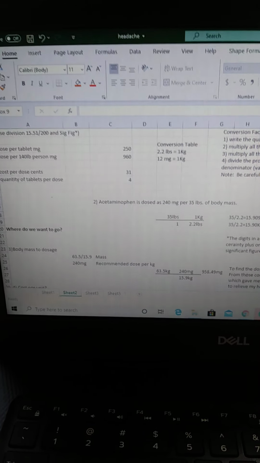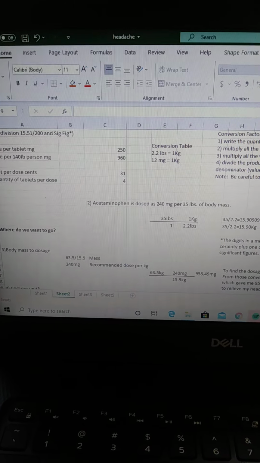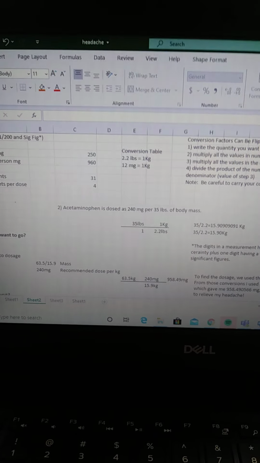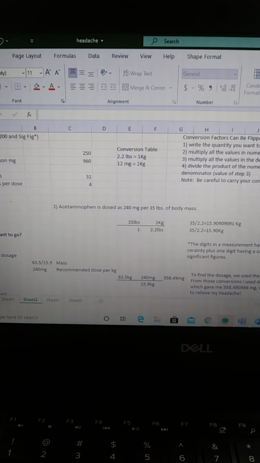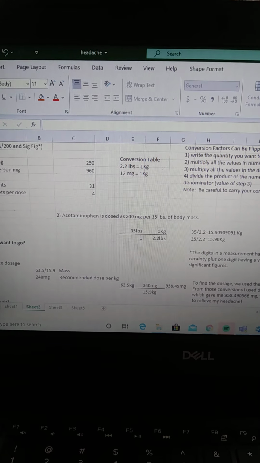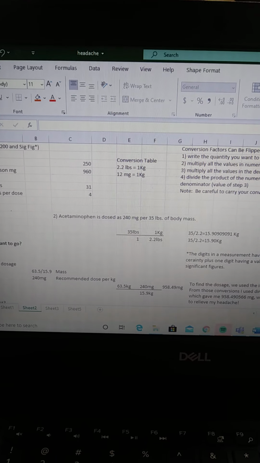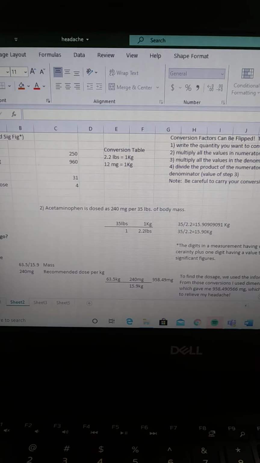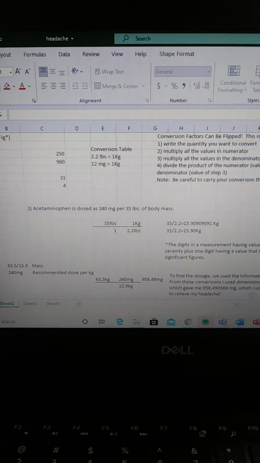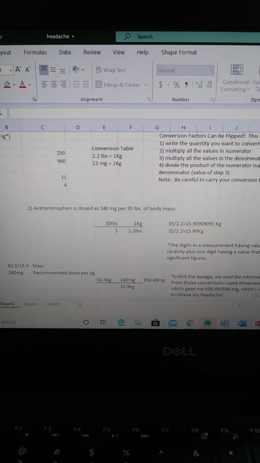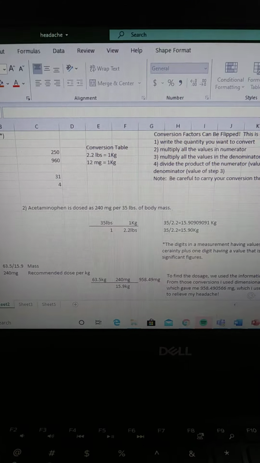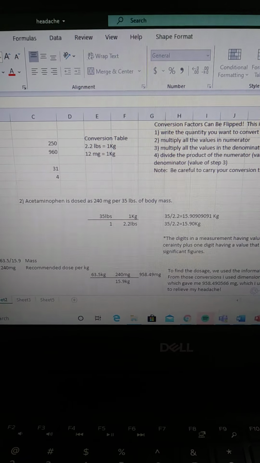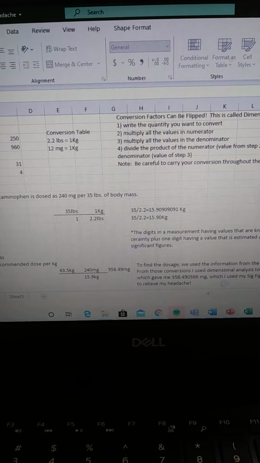So I go on to my problem here, and I take my 63.5 kilograms, and again, using the dimensional analysis, note how I have the kilograms on the top, the kilograms on the bottom to cancel each other out. I have my 240 milligrams on top. So with Excel, I had a hard time drawing a diagonal, but I think you get the picture of how I'm going to be left with milligrams once I multiply 63.5 times the 240, divide by 15.9. I have my 958.49 milligrams.